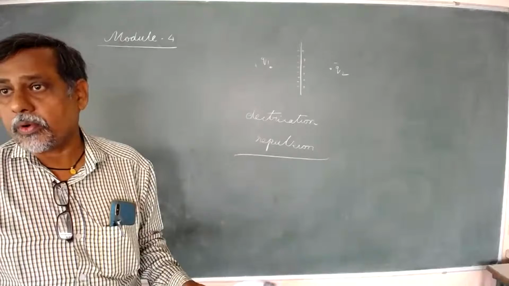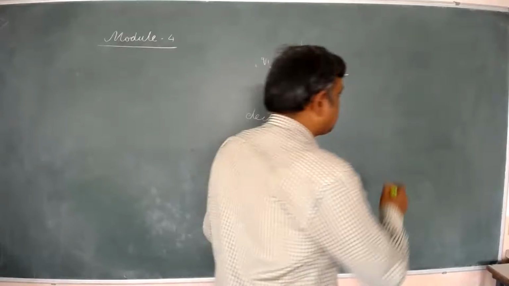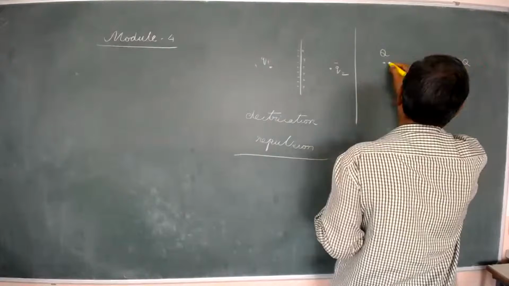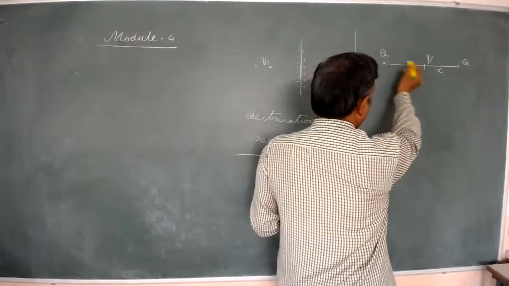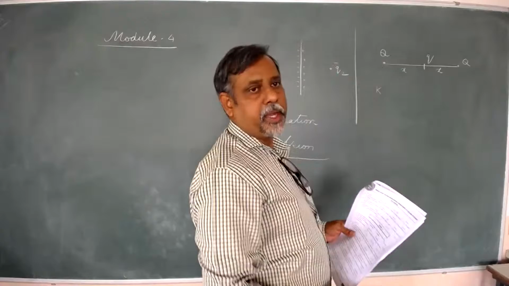Yesterday we had this discussion, but you need to take this approach. This is a plus Q, and this is also plus Q. In between, exactly midway, the third charge has been placed. Now this distance is x, then this also becomes x. Now the force between these will be 1 by 4 pi epsilon naught, which is nothing but k, a constant.